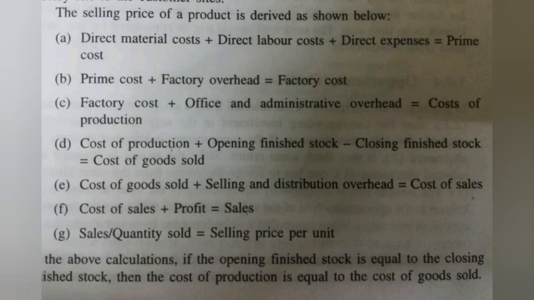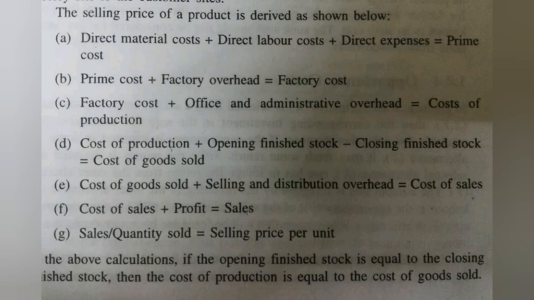And now the selling price of a product could be derived as shown here. You can see the direct material cost, direct labor cost, and direct expenses. All these three together make the prime cost, right? Prime cost and factory overhead would be factory cost, and the factory cost plus office and administrative overhead would make the cost of production.